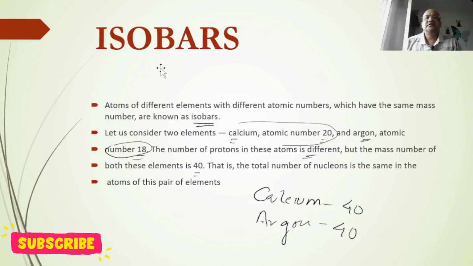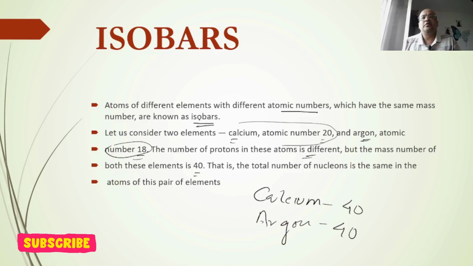Now let's understand what we mean by isobars. Atoms of different elements with different atomic numbers, which have the same mass number, are known as isobars. Here you will see the number of protons in these elements will be different, but their atomic mass will be the same. Now let's consider two examples, that is calcium and argon.